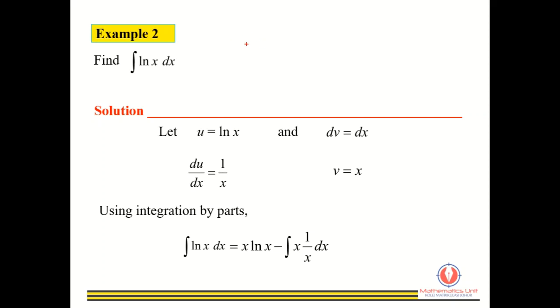we look at the formula, u dv equals uv minus v du. So u equals ln x, and v is x, so x ln x minus the integration of v, where v equals x, so x multiplied by du. du equals 1 over x dx. So integrate, this one is 1 dx. Integrating 1 dx equals x. So the final answer is x ln x minus x plus c.